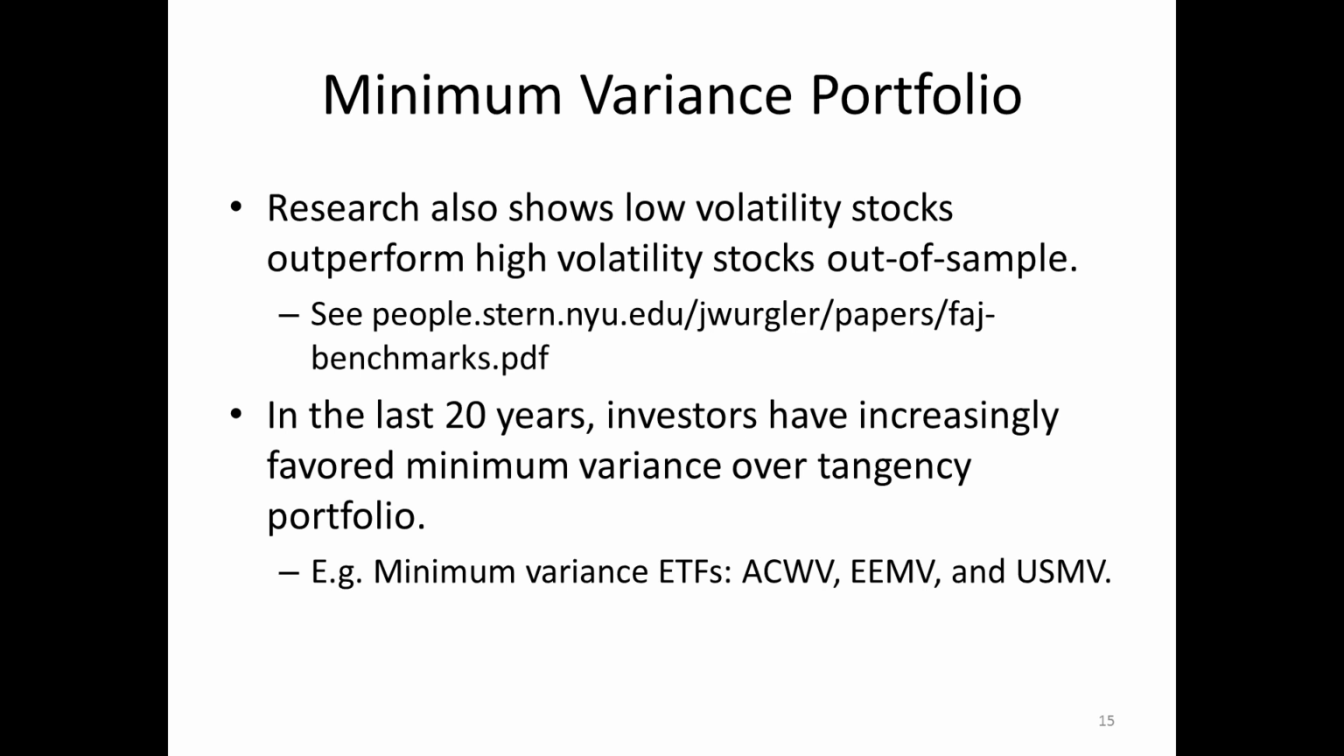But there's a bonus. It's not only because covariance is more stable that we prefer a minimum variance portfolio, but it is also interesting that low volatility stocks tend to outperform high volatility stocks.